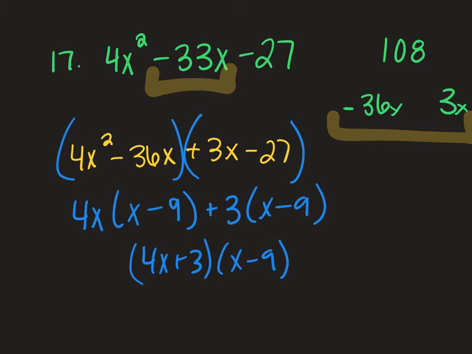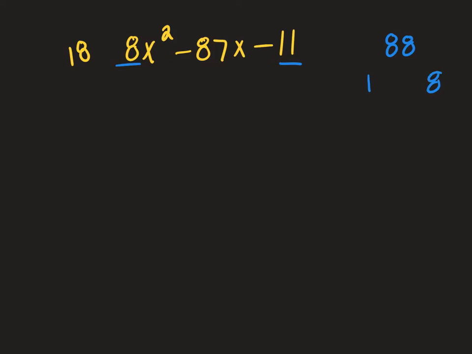All right, let's do 18. Okay, so we're going to multiply 8 and 11, which is 88. So then from our factors of 88, we have 1 and 88, right? And because of this negative sign, we need one of each sign. So we're going to have a negative 88 and a positive 1, because when you add those two together, they add up to negative 87. So then we write it as 8x squared plus 1x minus 88x minus 11.